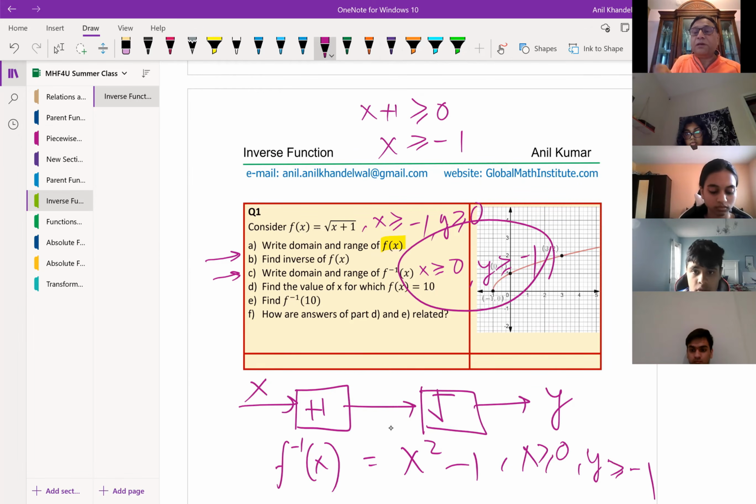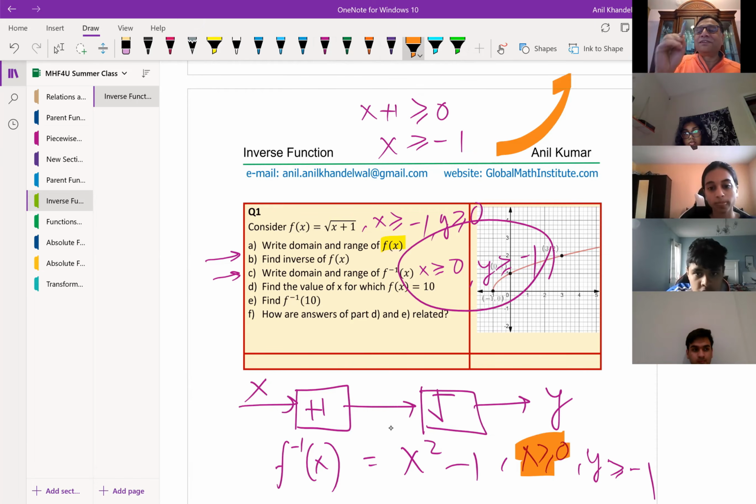Because x squared minus 1 is a graph which looks kind of like this. But we are only looking for the part which is greater than or equal to 0. That means we are only interested in this part of the graph.